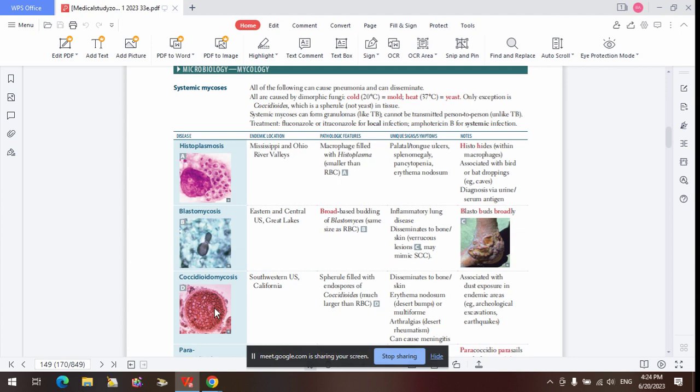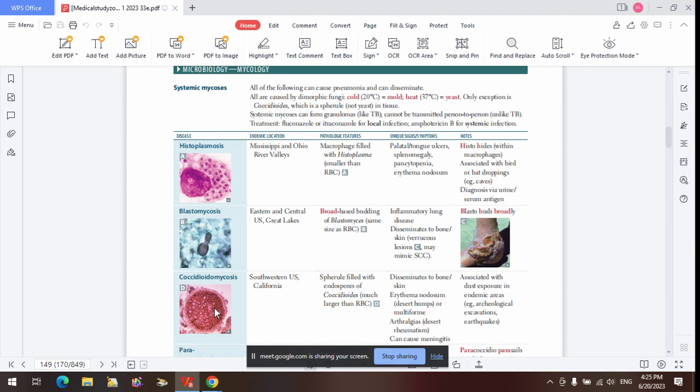So what is the treatment modality? Of course, we have not gotten to the pharmacology section yet, so we might just need to memorize some of these treatments for now. But one thing I'll say is that the majority of local infections, you treat them with the azoles. What are these azoles? Fluconazole or itraconazole. I know that this is not the first time we are hearing them.